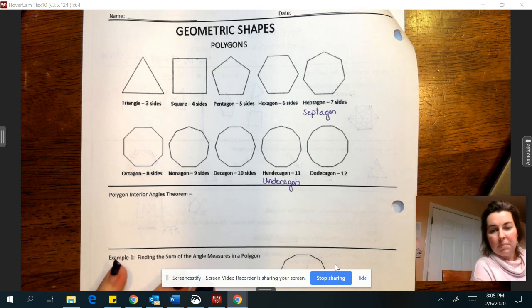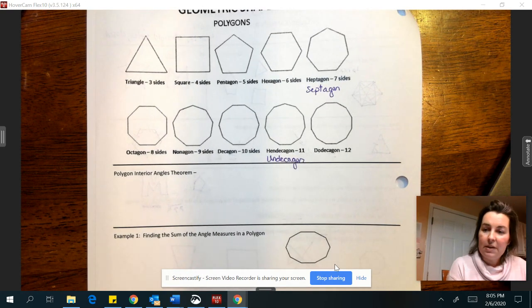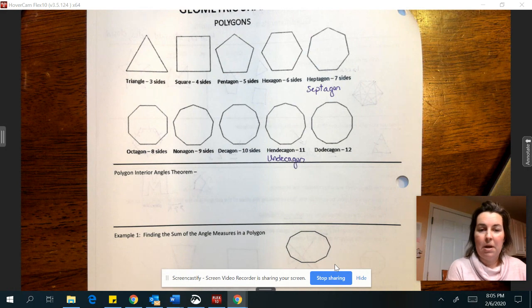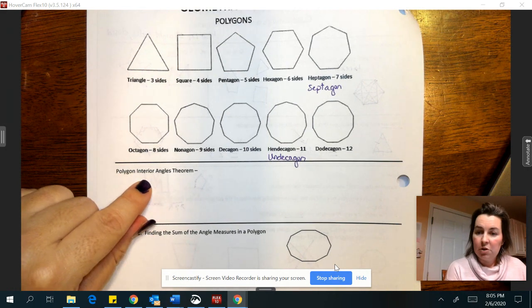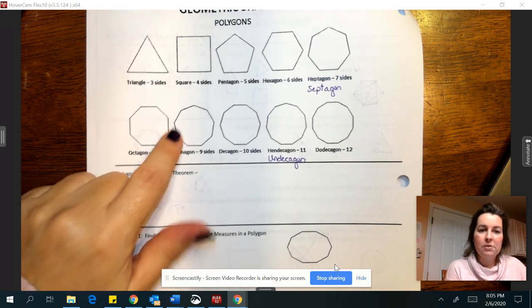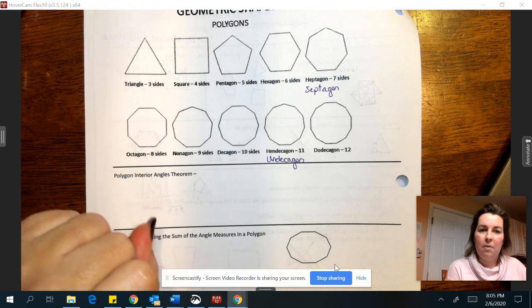Okay, we are on page 2. We are going to talk about the interior angles of a polygon. Remember, the word interior means inside, so these are the angles that would be on the inside of a polygon.